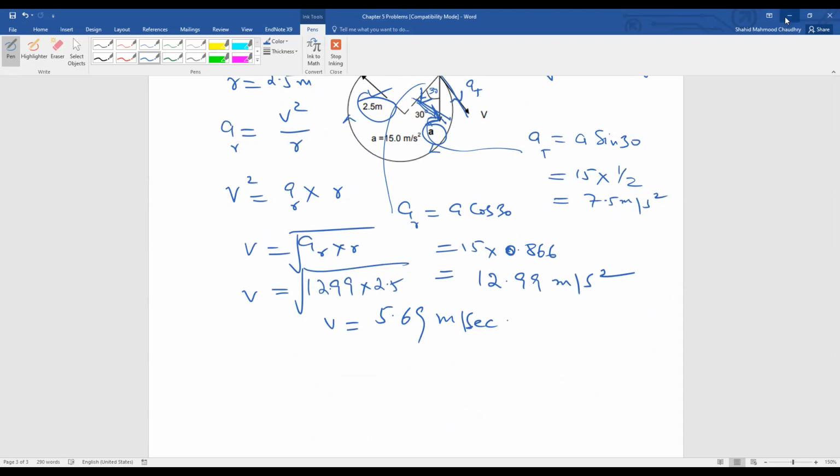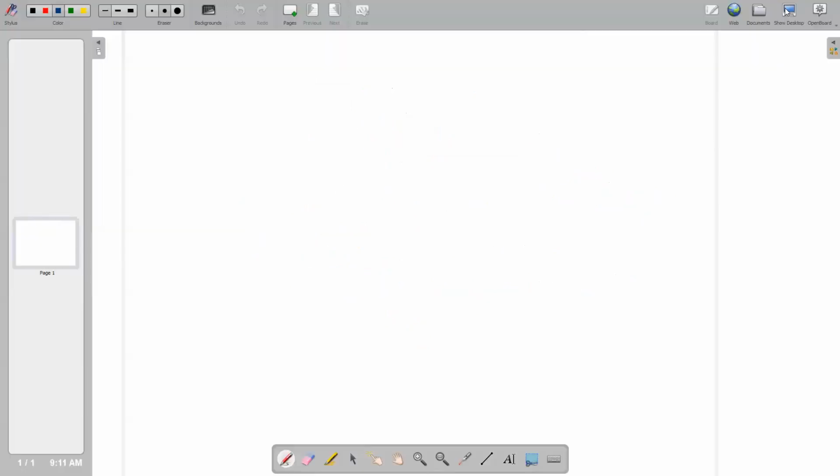So for chapter number 5, first I share the open board. Now you can see the open board.